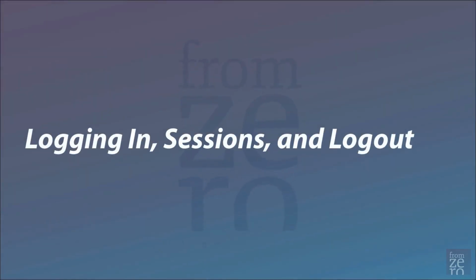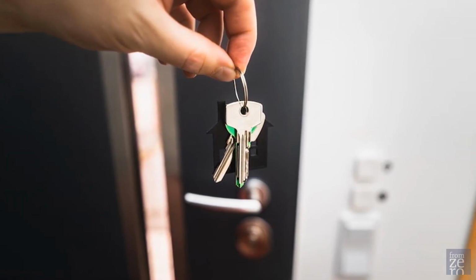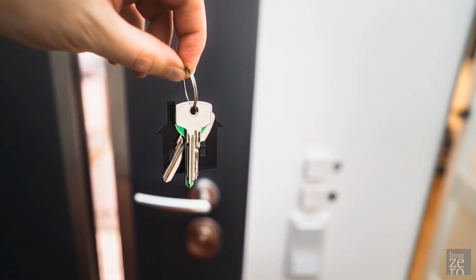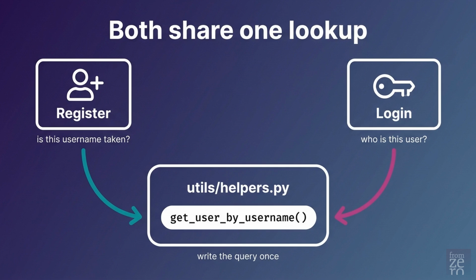We can create users, but they can't come back and prove who they are. In this lesson, we'll add login and logout, and along the way, meet the session, which is how a web app remembers you from one request to the next. Logging in is the mirror image of registering. We look up the user by their username, then check that the password they typed matches the hash we stored.